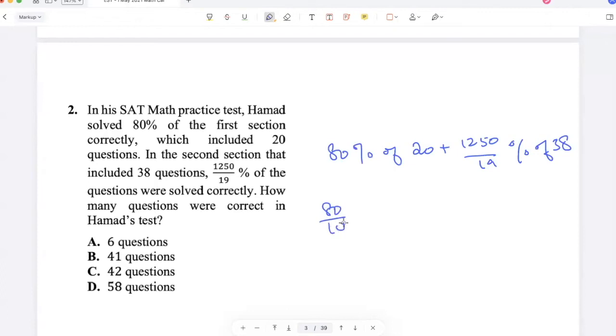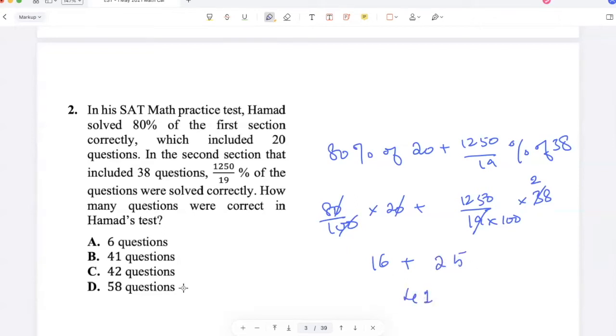So 80 by 100 into 20 plus 12.5 by 19 into 100 into 38. So this cancels out with 2 and this cancels out. So we get 16 plus, this is 12.5 multiplied by 2, so 25. 25 plus 16, 41. So Hamad got 41 questions correct.